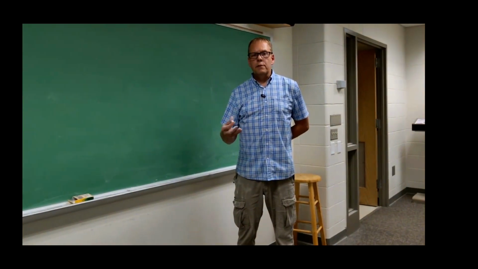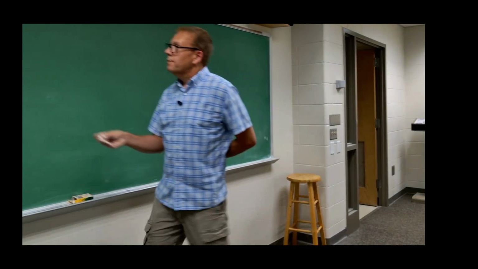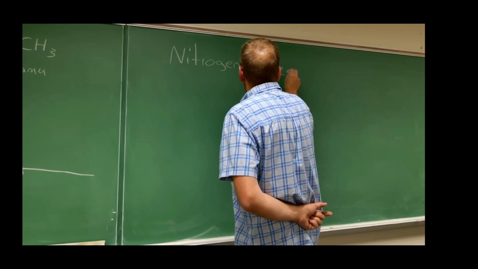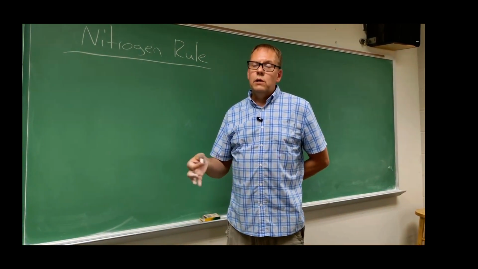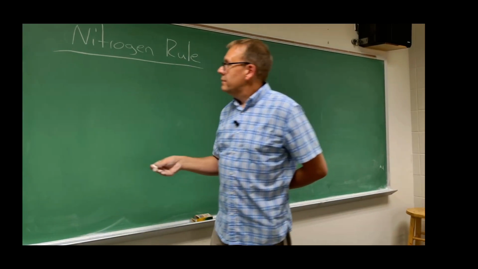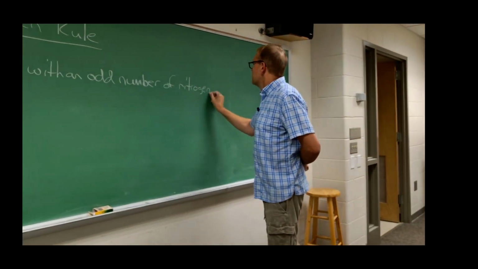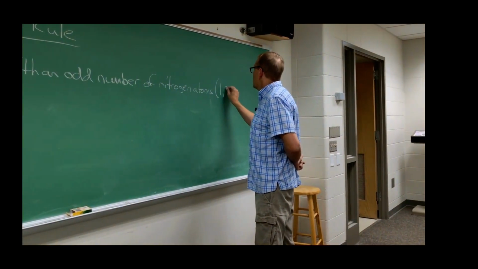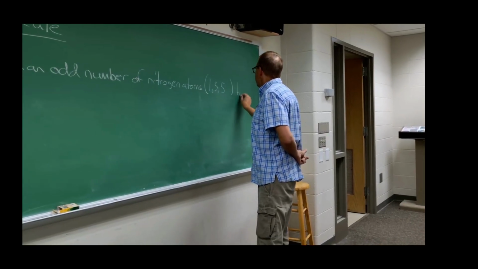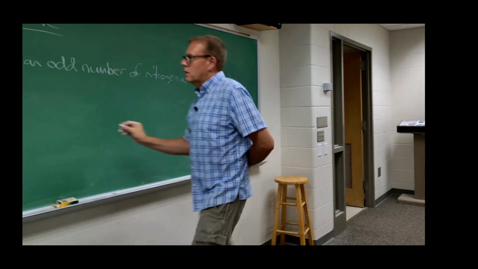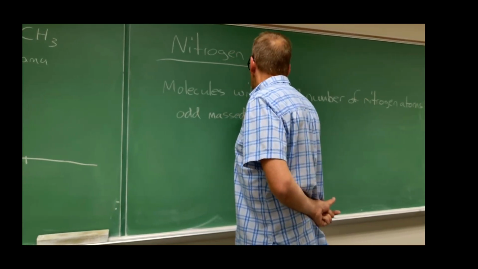All right, now I'm going to tell you about something else you can do with the molecular ion that will help you understand some things about a molecule. It's called the nitrogen rule. And what the nitrogen rule says is that if a molecule has an odd number of nitrogens, it will have an odd molecular ion mass. So molecules with an odd number of nitrogen atoms, and that would be like 1, 3, 5, have odd massed molecular ions.